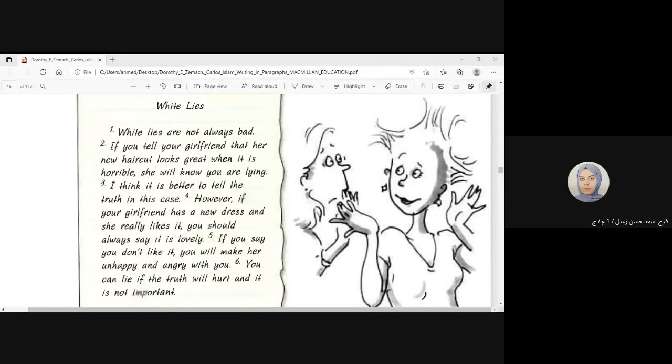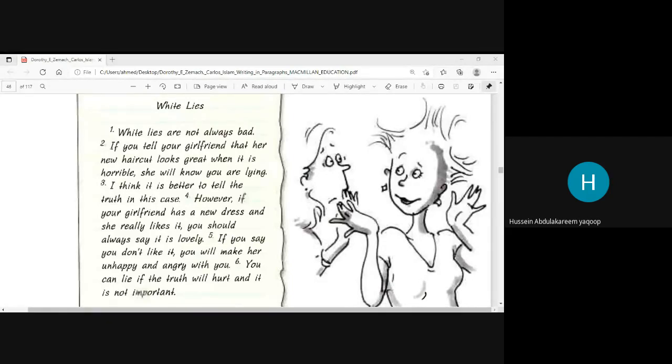Yes. However, if your sister has a new dress and she really likes it, you should always say it is lovely. If you say you don't like it, you will make her unhappy and angry with you. This is it. Exactly. That's why we sometimes hide facts so as not to make people unhappy and get them angry with our opinions. Thank you very much.